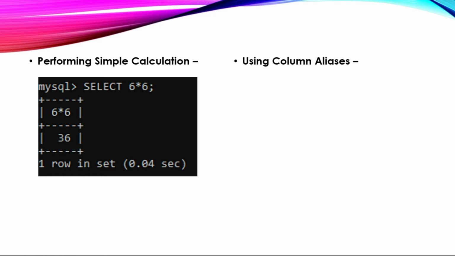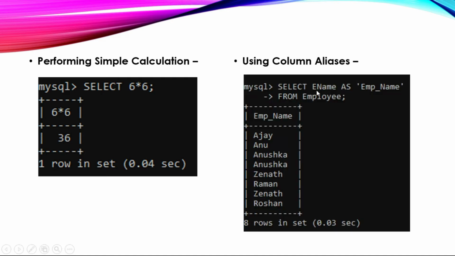Using column aliases. Aliases means creating an alternative name for a particular column. When I created my table, I gave the name as ename. But in case I want to change the name of the column for a particular query, then I can use the as keyword, and with the help of that I can give an alternative name for my column. So here in the output you can see the ename column is renamed with emp_name. This way you can give an alternative name to the columns, and this name will be only applicable for that query.